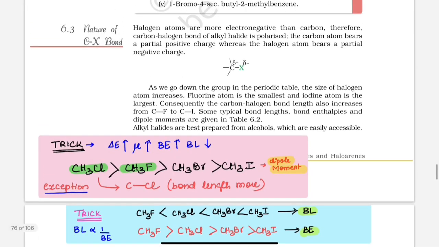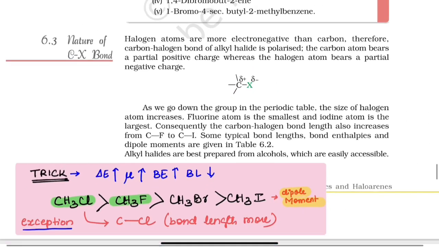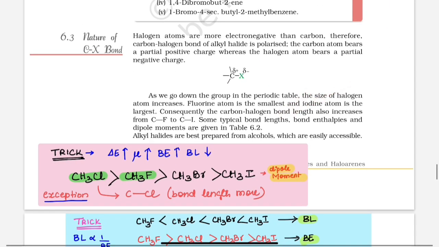Next we will go for the nature of the C-X bond, that is the carbon-halogen bond. Here halogens, you know, are highly electronegative when compared to carbon. Therefore, they will pull the bonded electrons towards themselves. As a result, they get a partial negative sign and the carbon atom gets a partial positive sign. So this much you learn from here.